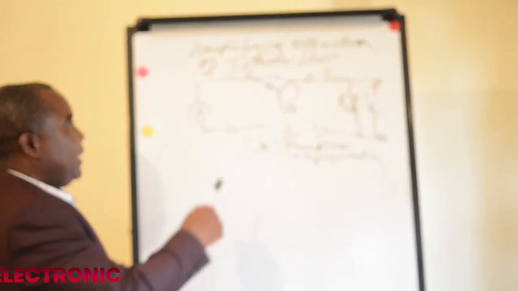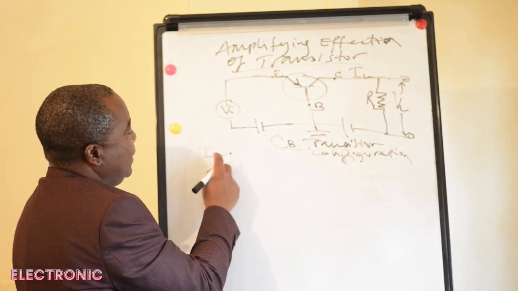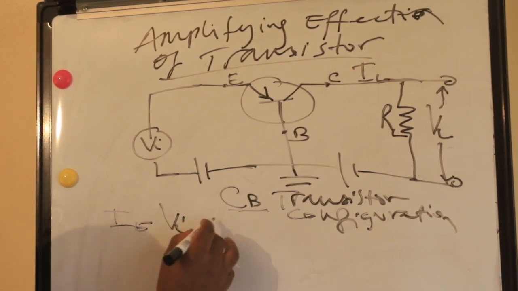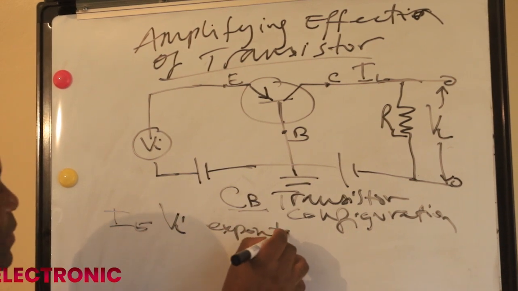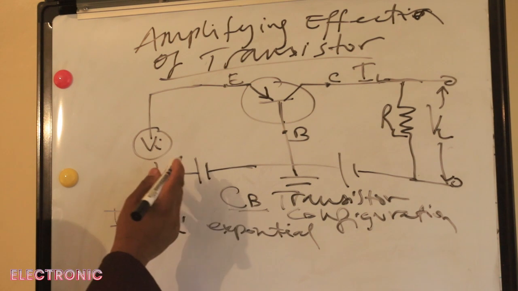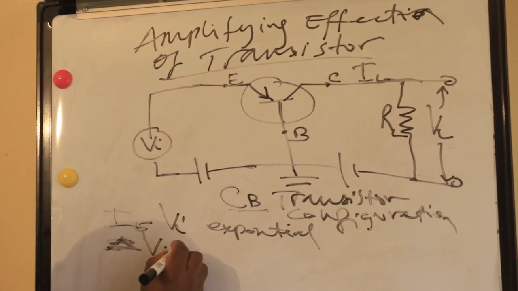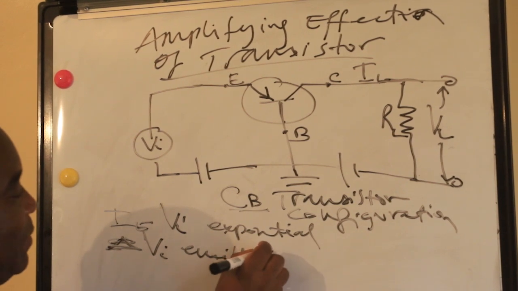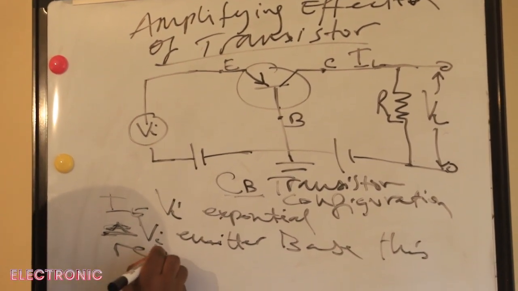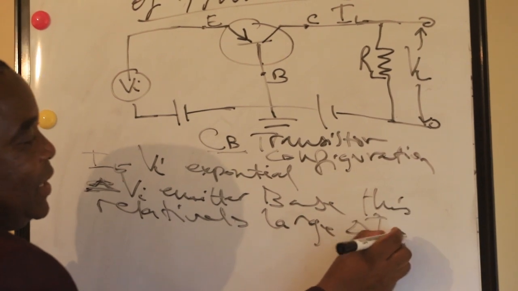So the changes in input current with the changes in input voltage, when they change exponentially, this has an effect: when we have a small change in emitter base voltage, this brings a relatively large emitter current change.